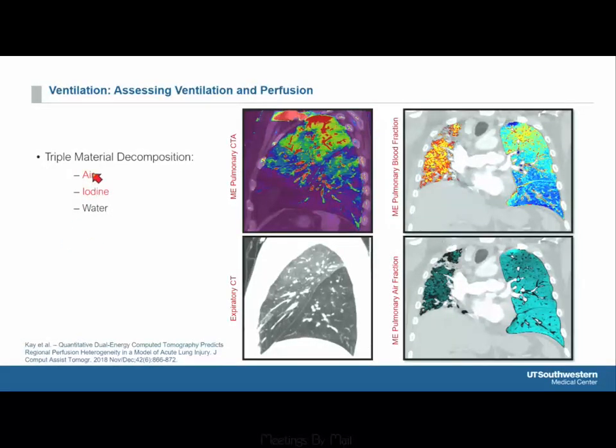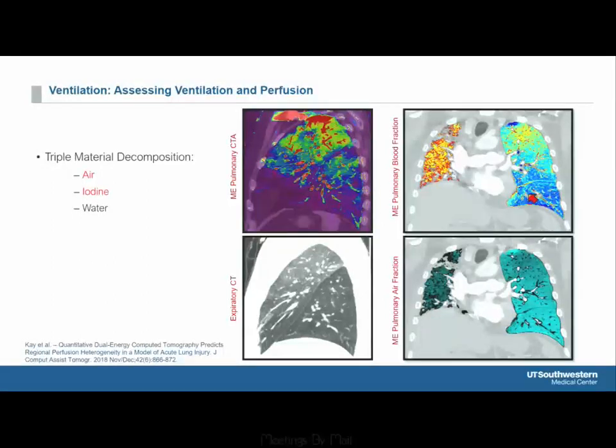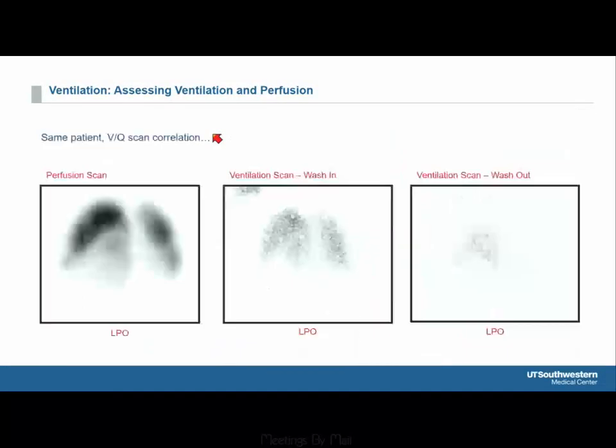And by using triple material decomposition, we can actually see on this coronal reformation of the same case deficits in perfusion in the left lower lobe basilar segments, which matches with an increased amount of air, showing a dead space related to air trapping in the left lower lobe. So this is a potential application that could be further investigated.